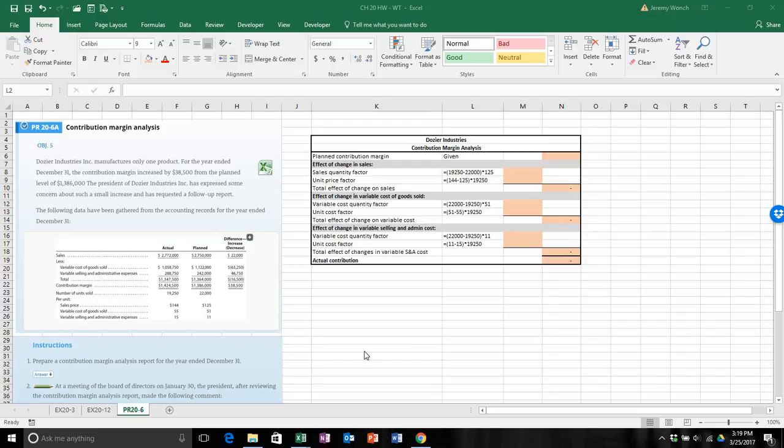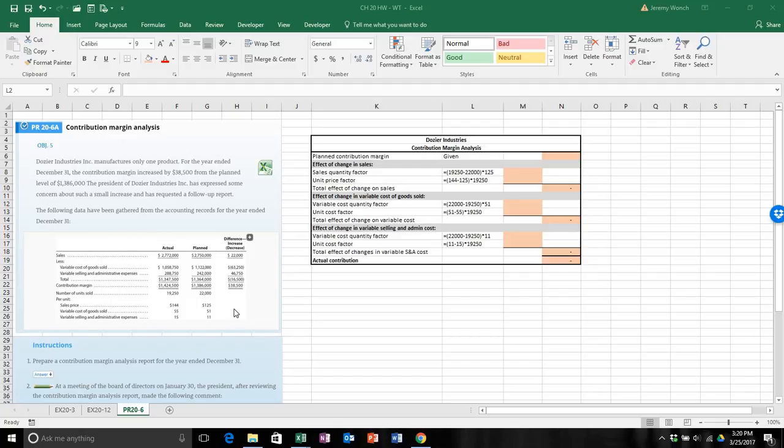Alright, so we're on to problem 20-6A. In this one, we have a situation where a company gives us information of what they plan to do and then what they actually did. It gives us a little analysis here. We have this dozer company. I don't think it tells what kind of product they sold, but it says there's just one product.